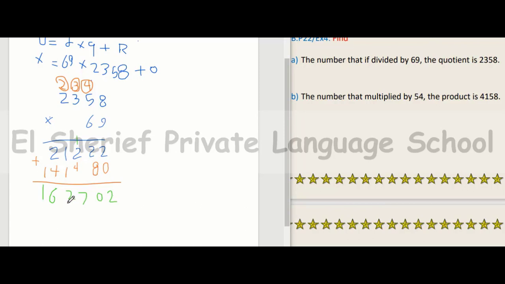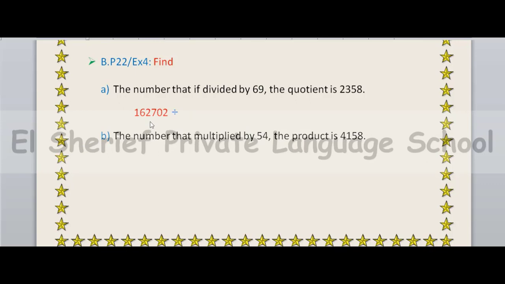So here we have 162,702. So the result, as we say, 162,702 divided by 69 equals the quotient 2358. Okay, letter D, the number that multiplied by 54, the product is 4158.